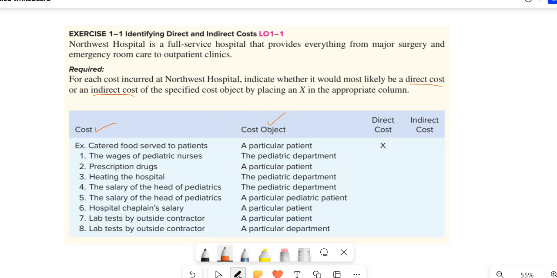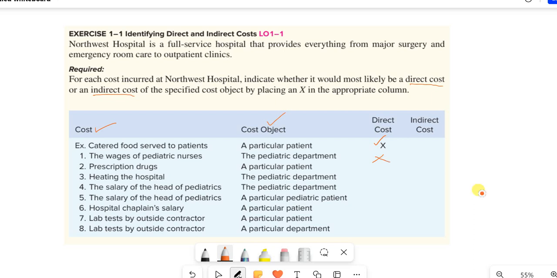For example, catered food served to the patients. So the food, we can easily identify the cost of the food to a particular patient. That's why it is a direct cost. Number 1, the wages of pediatric nurses. So the pediatric department, we can easily identify this cost relevant to the pediatric department. That's why it is a direct cost.